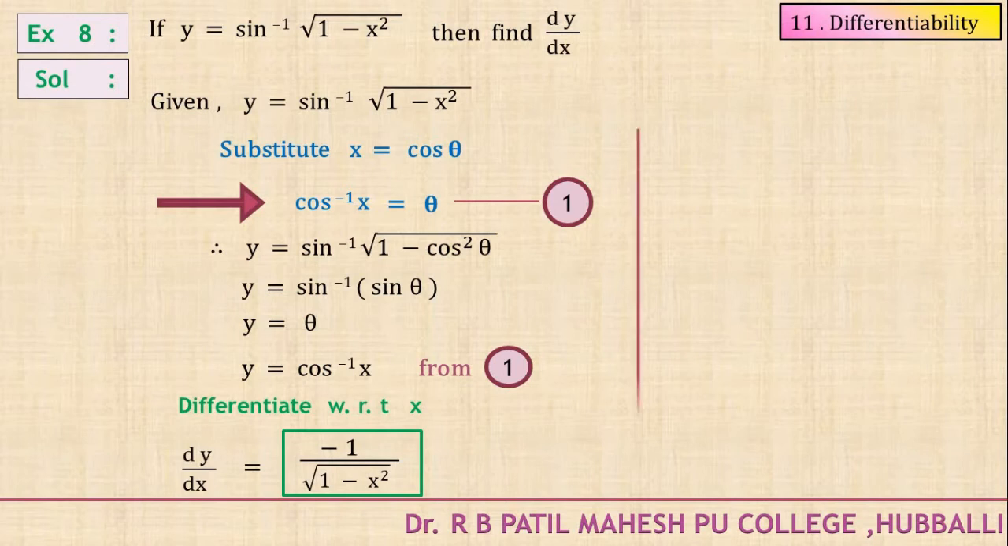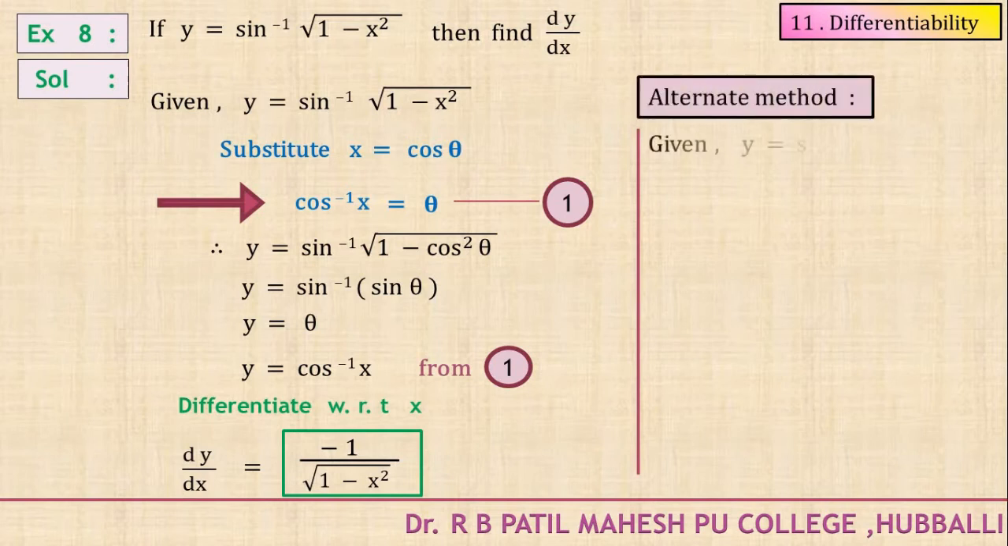Okay, we have an alternative method for this example. Given function you write. Remember students, this sine inverse of root 1 minus x square function, when we use a substitution, what is the answer we get? We got cos inverse x. You can substitute directly this function. Remember, these two are very standard functions, equivalent forms. Cos inverse x is nothing but sine inverse of root of 1 minus x square. So these are very important identities to convert sine inverse to cos inverse or cos inverse to sine inverse.